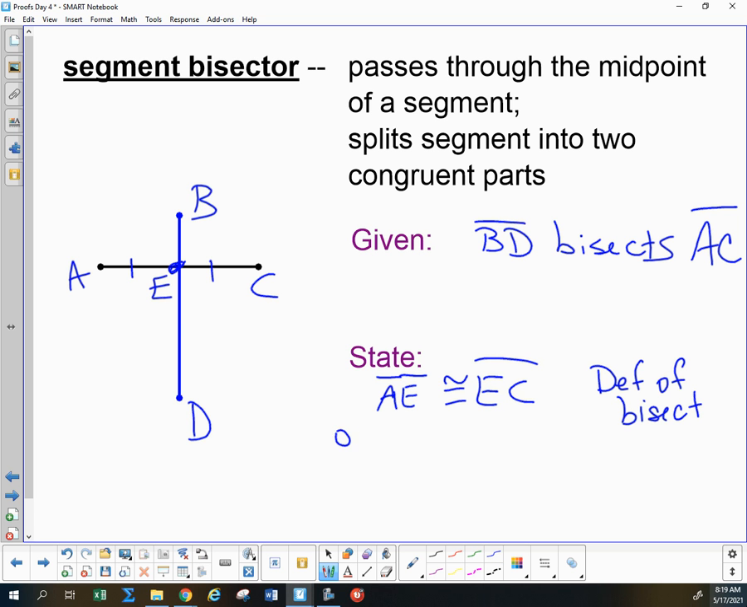Or I could also say, if I needed it for some reason, E is the midpoint of AC, and that would also be definition of bisect. Depending on what my proof says, here's what you want to get to at the end: prove this. Because I don't know where I'm going, I don't know which of these things I might need. Okay, a little bit of review.